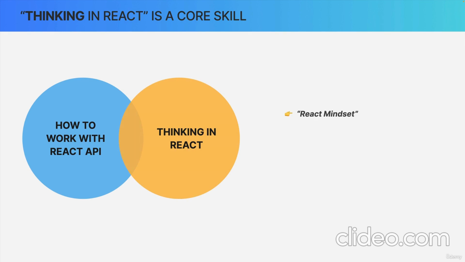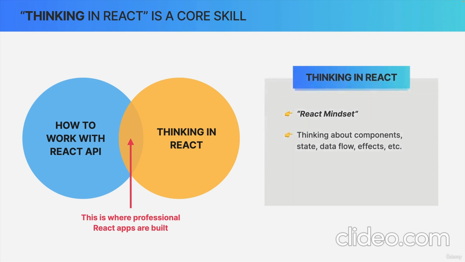Now, once you have both of these skills, you will have mastered React and you will be well on your way to building professional React applications. Now, what does thinking in React actually mean? Well, while you're building an application, thinking in React means that you have a very good mental model of how and when to use all the React tools like components, state, props, general data flow, effects, and many more. It's also about always thinking in terms of state transitions rather than in element mutations, as we have learned before.